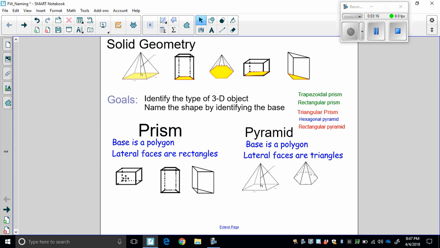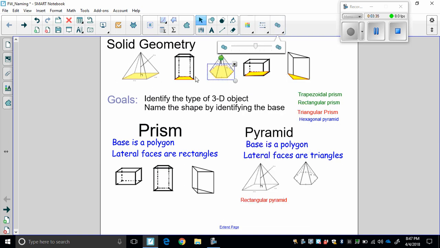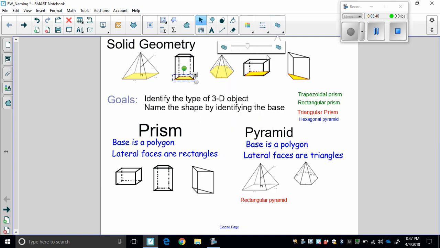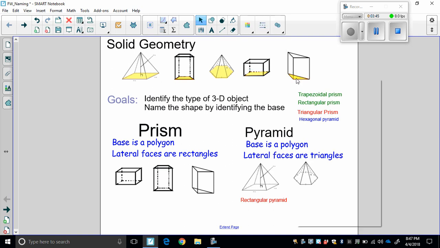So to name these, we have a rectangular pyramid, so that would be here because the base, if you look up here, is a rectangle. And I'm going to just make those a little bit lighter so they're not so distracting. But you can still see, I like to use color to identify the base.